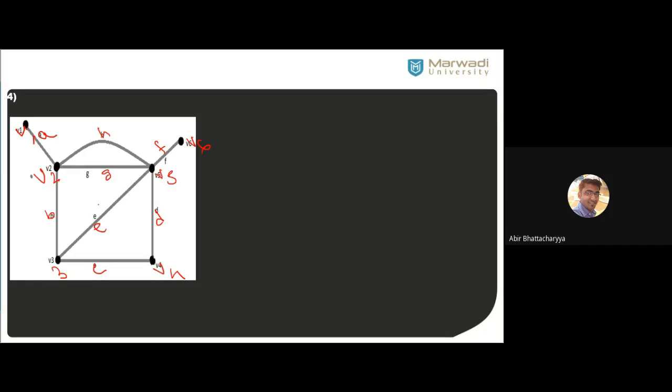So it should be a 6 by 8 matrix. If you recall, it should be 6 by 8 matrix. 6 is the number of vertices, 8 is the number of edges.